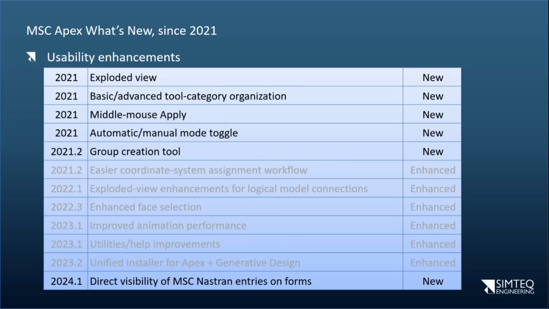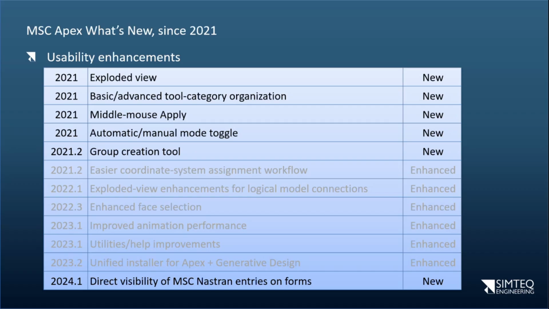Then exploded view. So we're back to version 21, but we're now at usability enhancements. So exploded view, very useful in these large complex models, was added in 2021. The basic and advanced tool category organization. So what they've started doing in 2021 was to hide advanced tool options and make them accessible for experienced users, but don't intimidate new users.